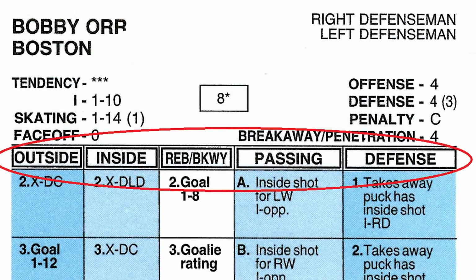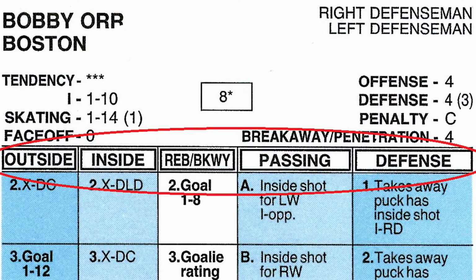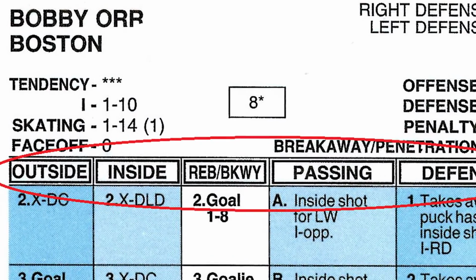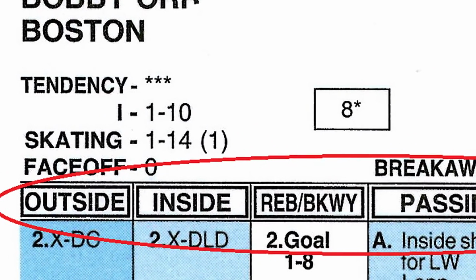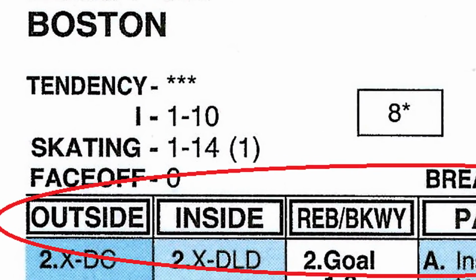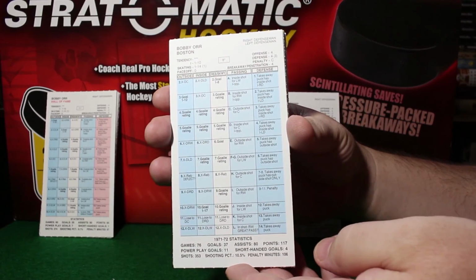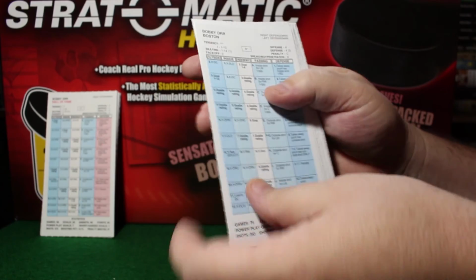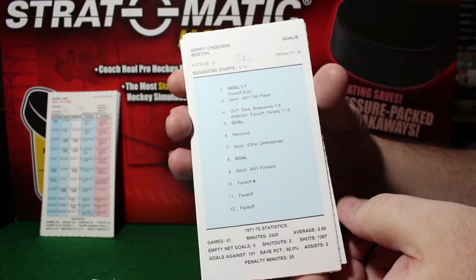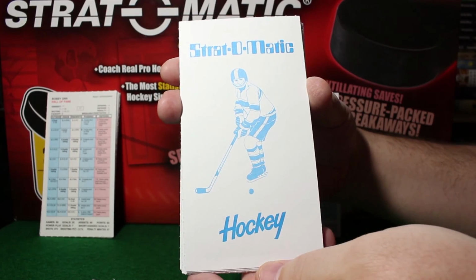Each card has the dice roll chart for outside and inside shots, rebounds and breakaways, plus passing and defensive columns. Other ratings such as tendency, the eye for intimidation, skating, and face-offs are used in the advanced and super advanced versions of this game. I own 3 types of Strat hockey cards. Of course, I have the card for the greatest hockey player who ever laced up a pair of skates, Bobby Orr. The normal season set skater cards come in blue and white, and goaltenders cards are all in blue.